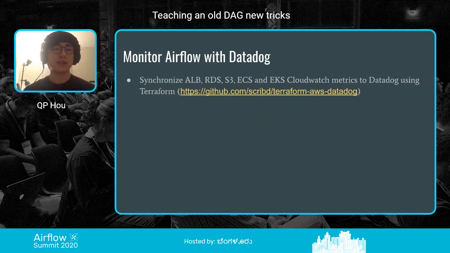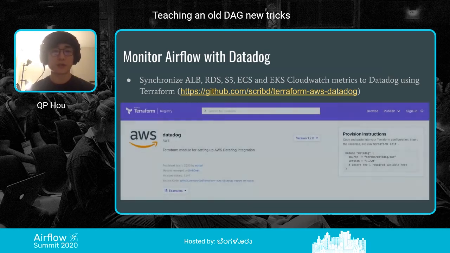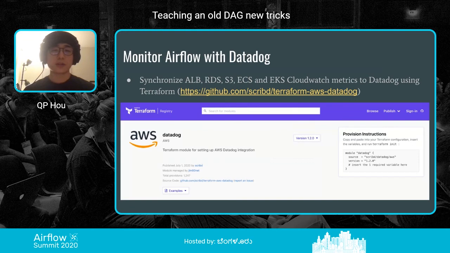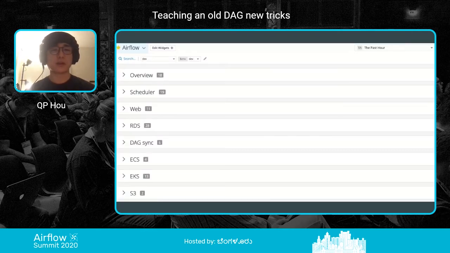But having just the Airflow internal metrics is not enough, right? So we also need metrics for the infrastructure layer. The core platform team and core infrastructure team at Scribd collaborated to build a Terraform AWS Datadog module. With this module, you can actually synchronize all the CloudWatch metrics into Datadog with a couple lines of code, and now you can put all the important metrics for Airflow into one dashboard.